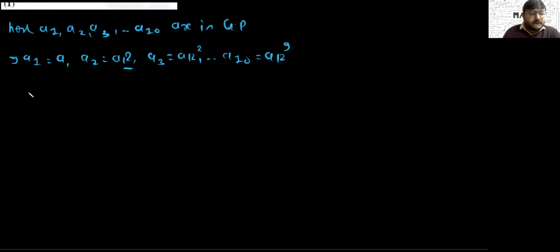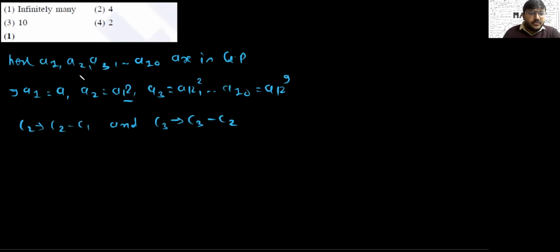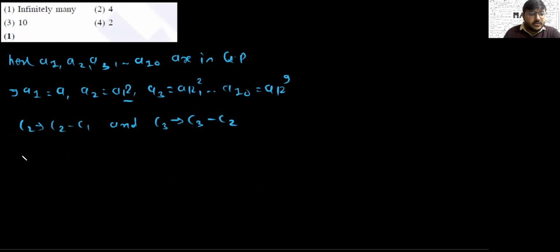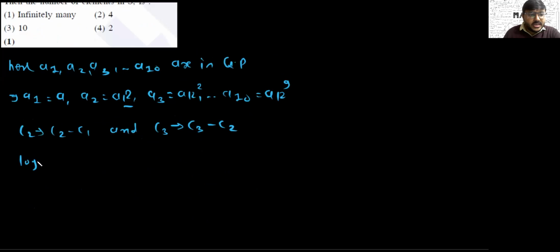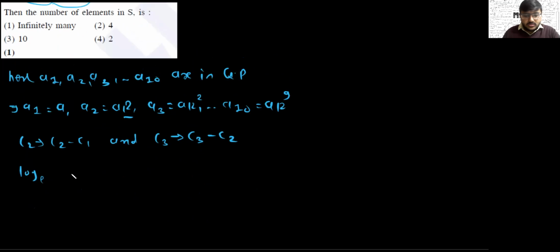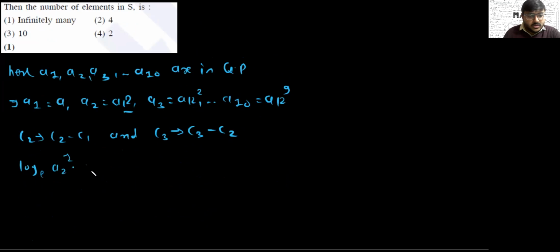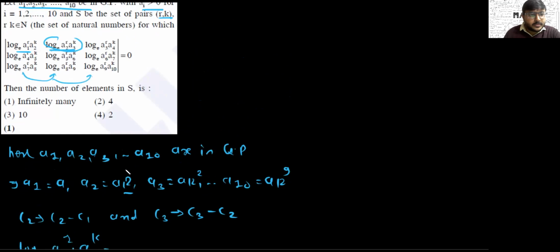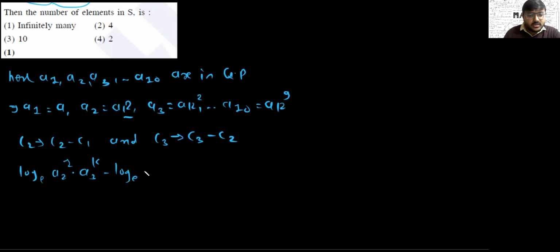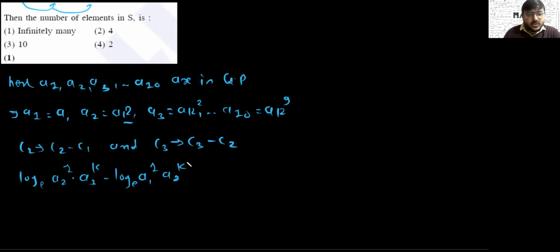I will apply C2 to C2 minus C1 and C3 to C3 minus C2. If you do this operation, you will get the subtraction of log and log. Let me give you an example. What should be the effect on the first element? It will be log base e of A2 raised to r into A3 raised to k, minus log base e of A1 raised to r and A2 raised to k.